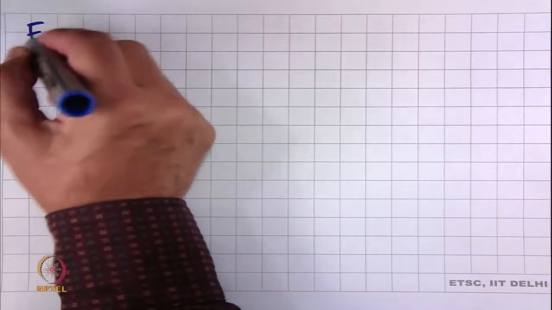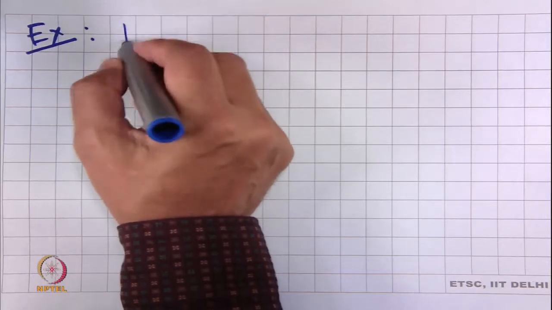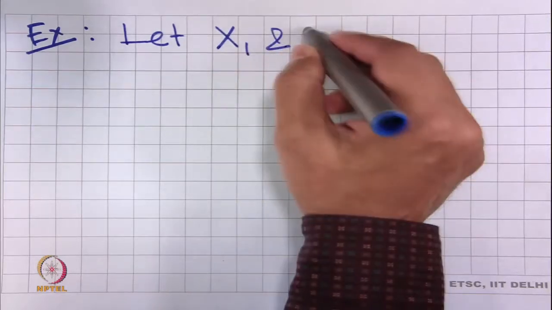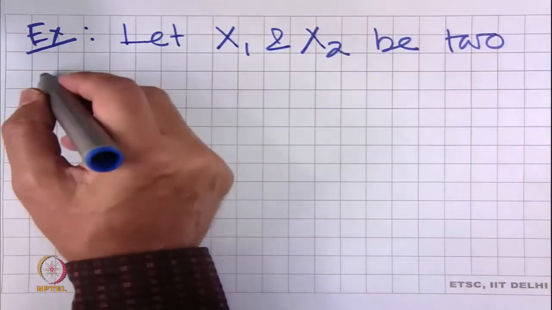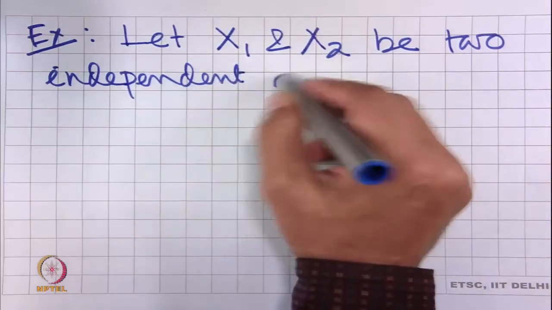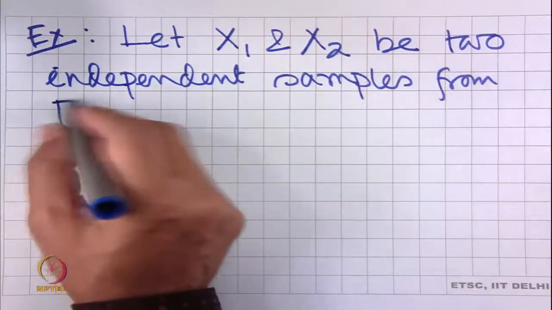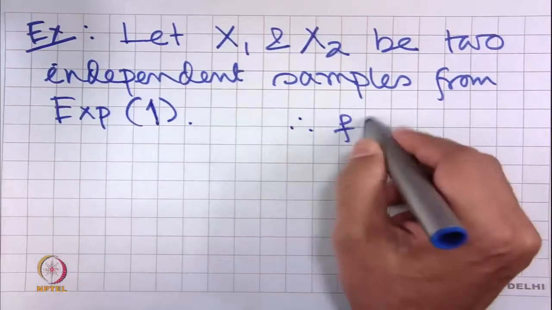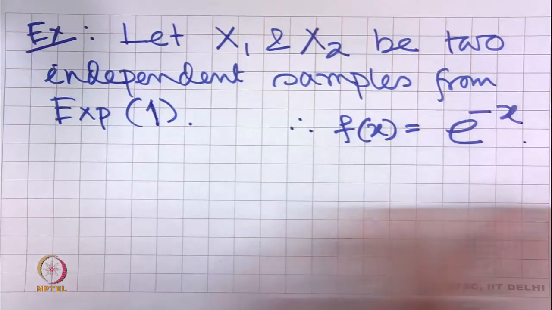Consider the exponential distribution. Let x 1 and x 2 be two independent samples from exponential 1. Therefore, f x is equal to e to the power minus x.